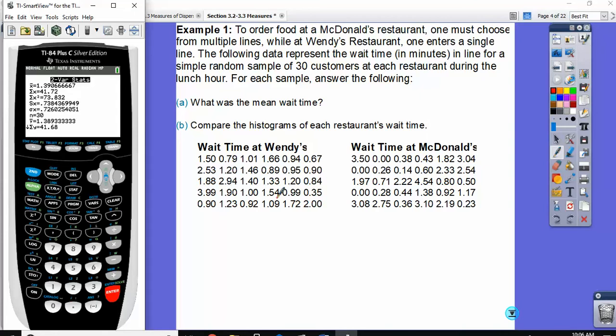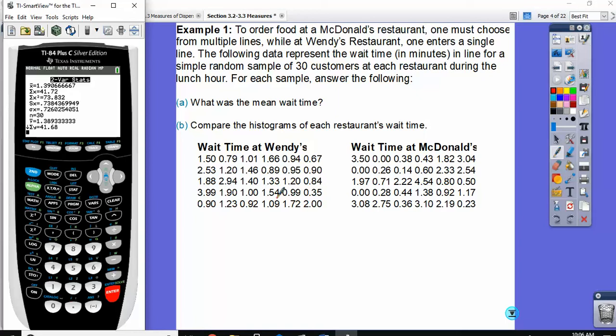Okay, so then it tells me it uses X for one of them and Y for one of them. The mean is X bar and Y bar. So the mean of the first one, which was Wendy's, is 1.3907.